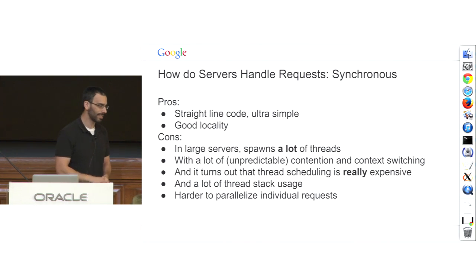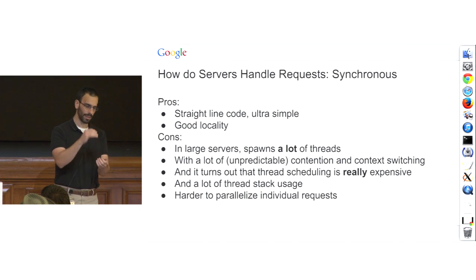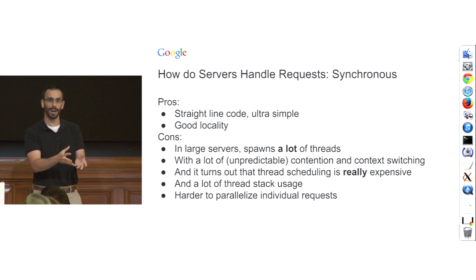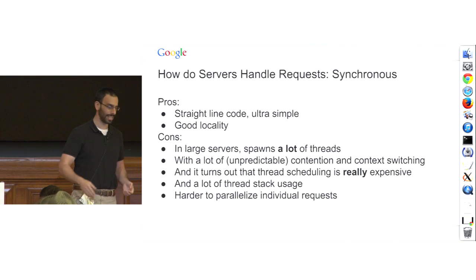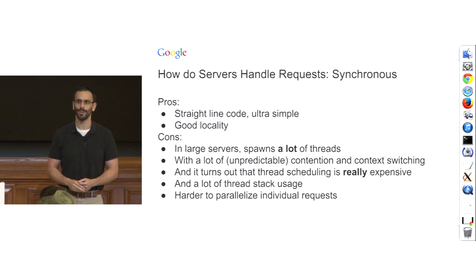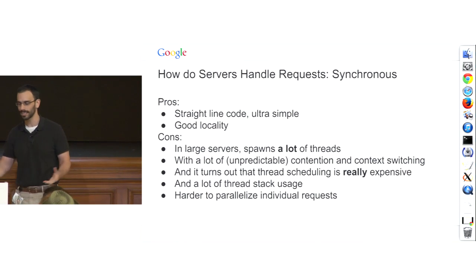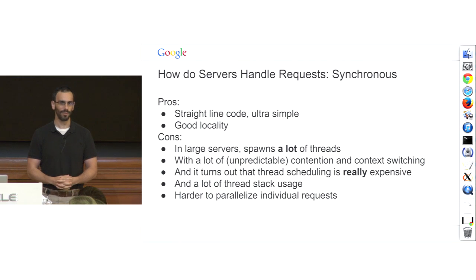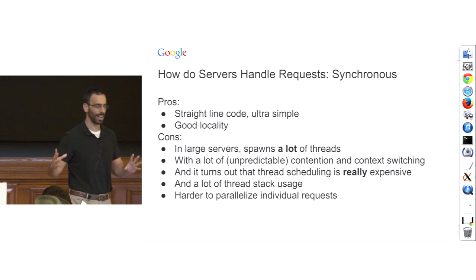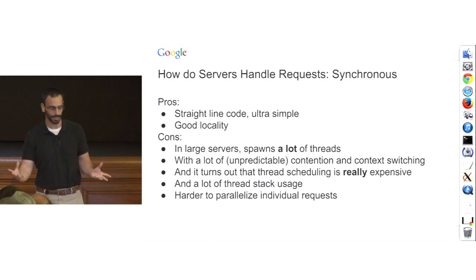And the great thing about this is it's totally straight line code. It's ultra simple. There's good locality. You can look at the code and understand it. And resources that are owned by that thread continue to be owned by that thread, which is kind of neat. The problem is when you fork 100,000 threads or 10,000 threads or however many threads you have as you have concurrent requests. That can be a problem in a server. It's really hard to have that many threads going on at once, and the results are manifold.